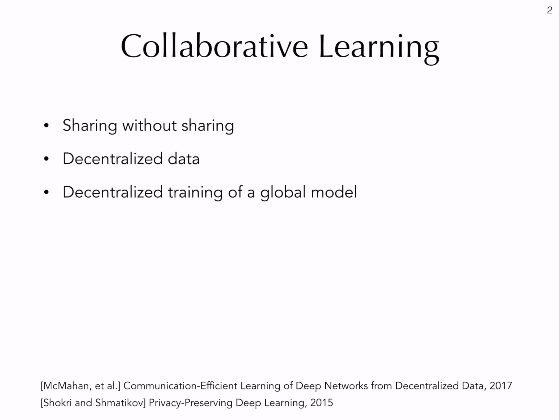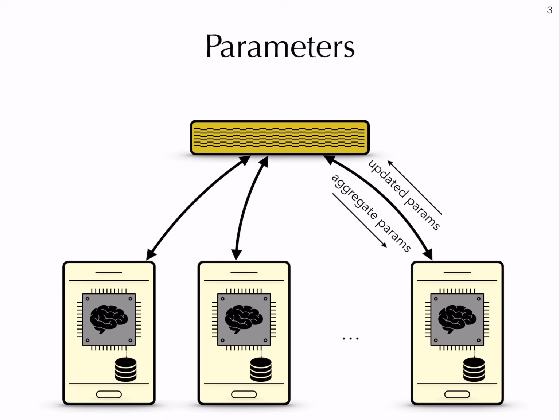The primary principle of collaborative learning is sharing without sharing. We have participants with sensitive data. They do not want to share their data with each other, but they want to share the knowledge that they have towards training a global model. So we can design a decentralized training algorithm to gradually lead them towards that global model.